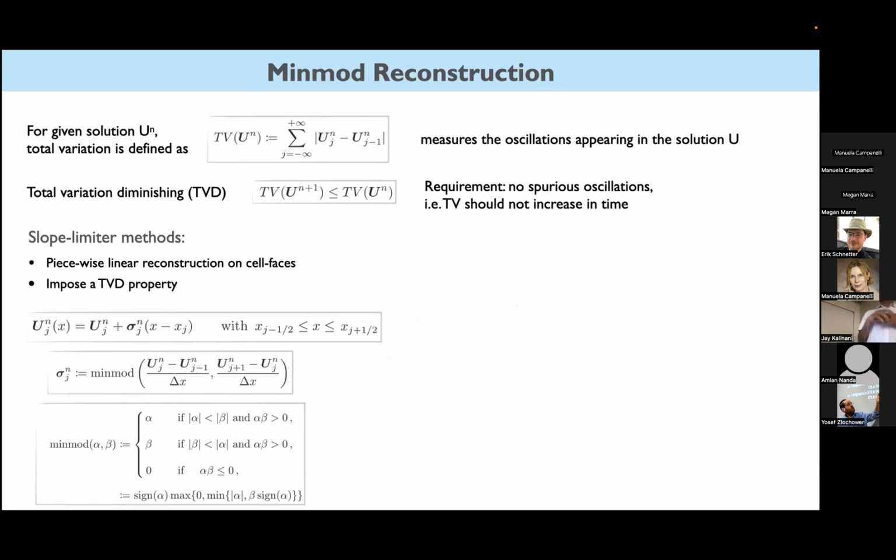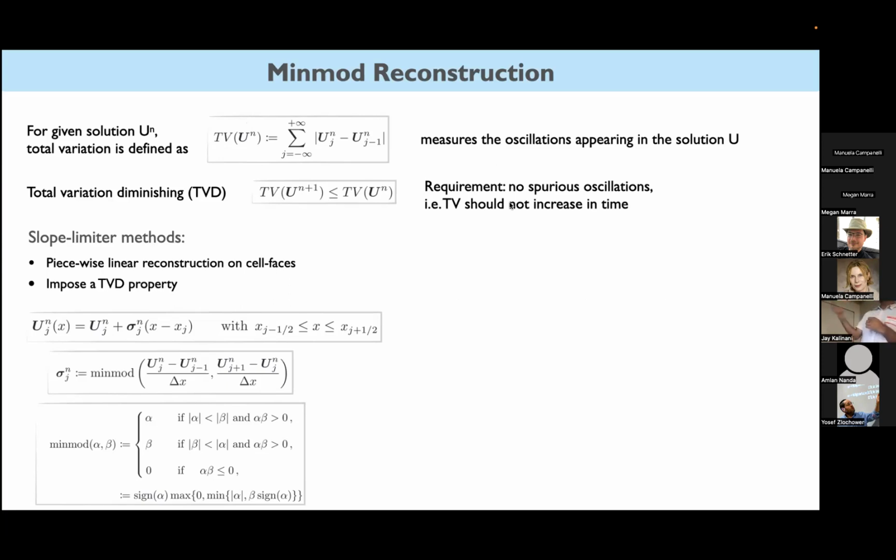So for that, you need to make sure that you have the total variation diminishing property that is obeyed by such a reconstruction scheme. For instance, for the given solution U^n, you have the total variation given in this form. This essentially measures how much oscillation you have in your solution. As you evolve your solution in time, there should not be any spurious oscillation, so you can have a robust evolution. So these total variations should not increase in time.